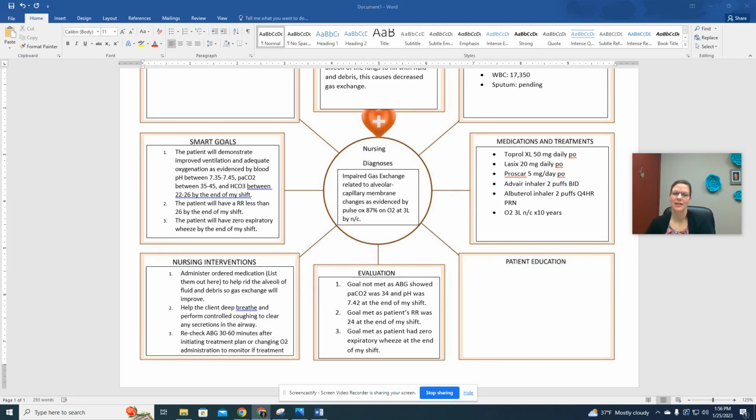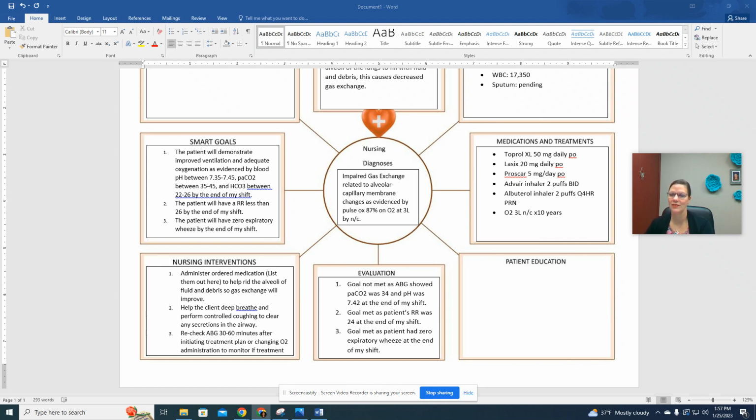So for the evaluation here, I just made some up because our case study in our book doesn't give us any information about how the patient's doing after admission. But number one, I said goal not met as ABG showed PaCO2 was 34 and pH was 7.42 at the end of my shift. Number two, goal met as patient's respiratory rate was 24 at the end of my shift. And number three, goal met as patient had 0 expiratory wheeze at the end of my shift. So you see I performed the measurable part of my SMART goal and documented how the patient did with my SMART goals.